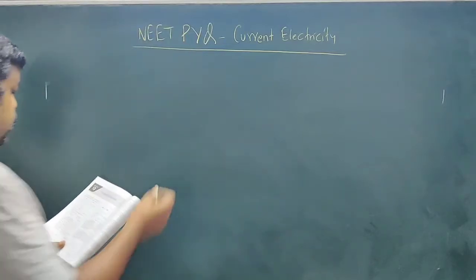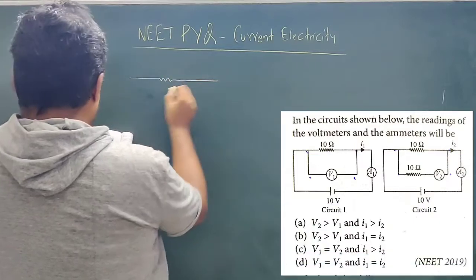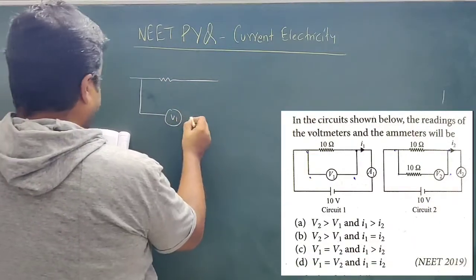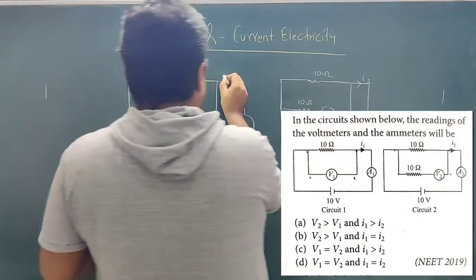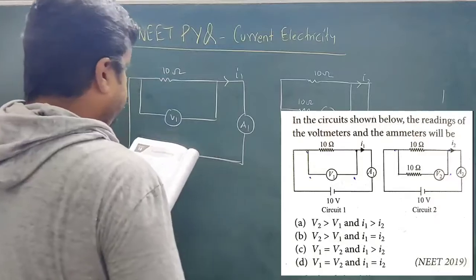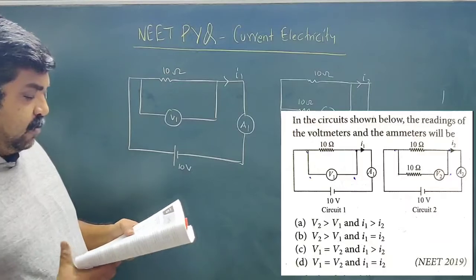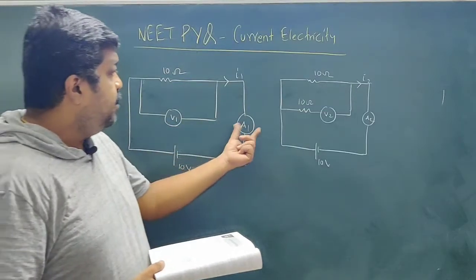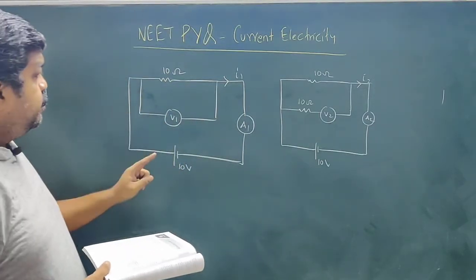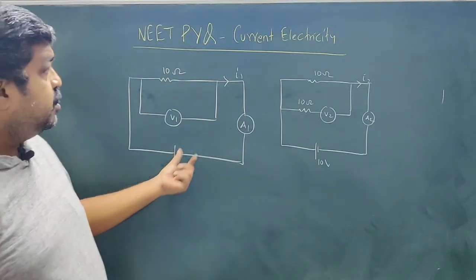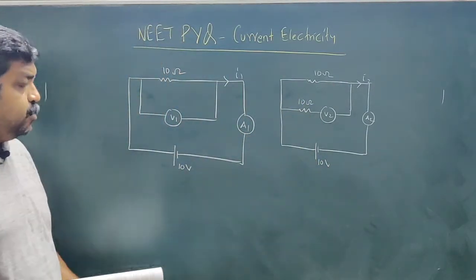Here we have two circuits given. Let me draw the circuits first. So we have these two circuits. This is a voltmeter, this is an ammeter, this is another voltmeter, another meter. This is a 10 ohm resistance, a 10 volt potential source. This is 10 ohm, this is 10 ohm. This is a 10 volt potential source.